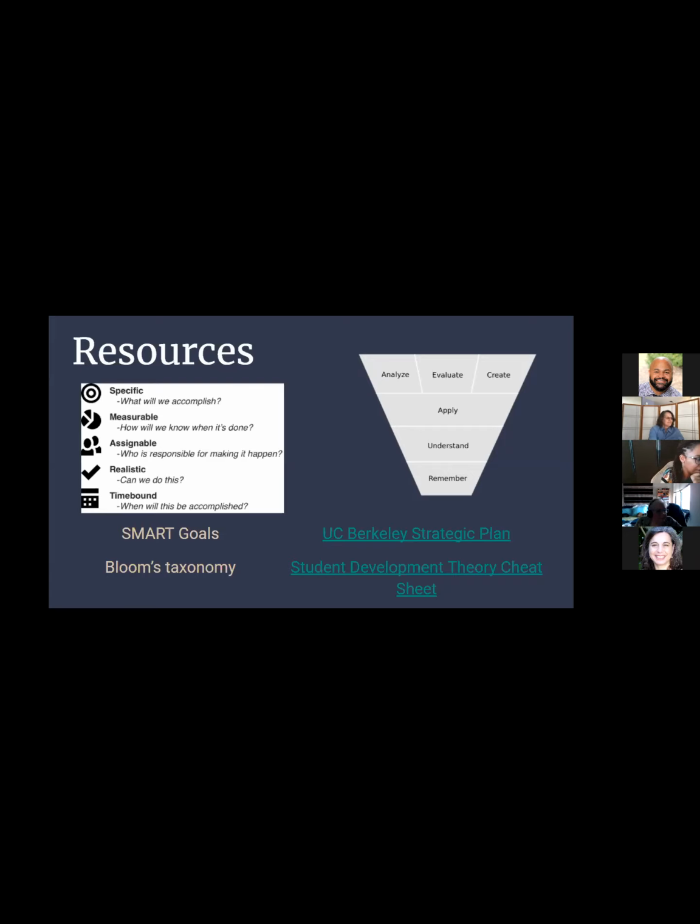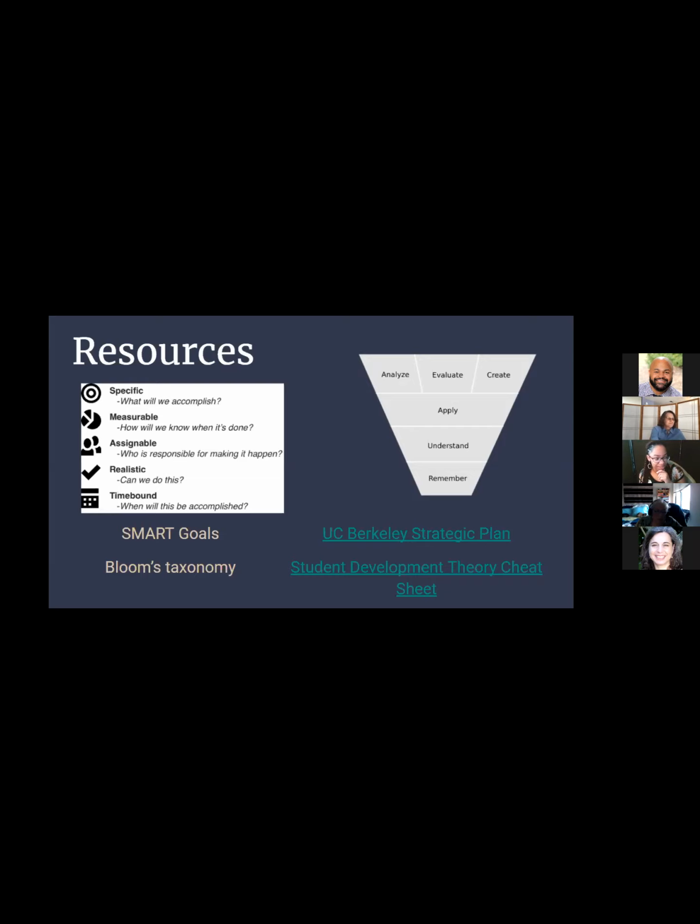This is a graphic on SMART goals. Realistic, relevant. Yeah, they're both really important, right? So you can do that in a nutshell. On the right, the graphic is Bloom's taxonomy. That can be really helpful. I like Bloom's taxonomy for some things, not for everything.